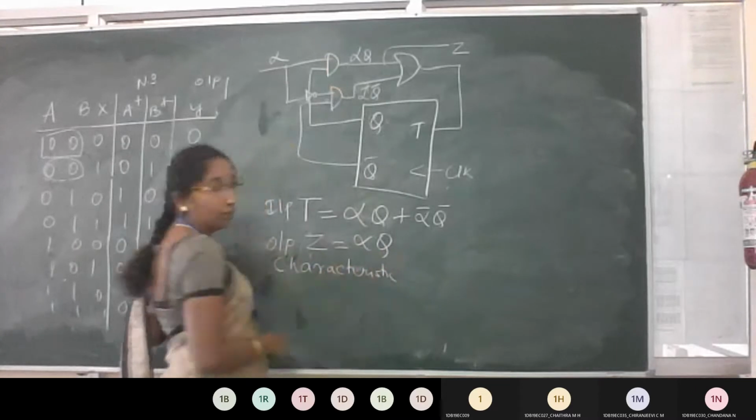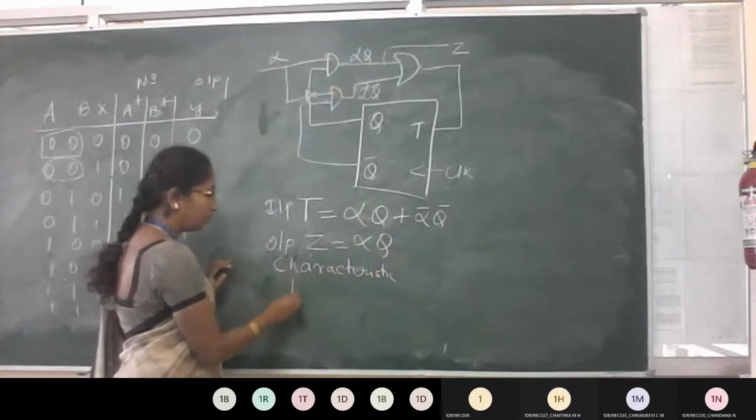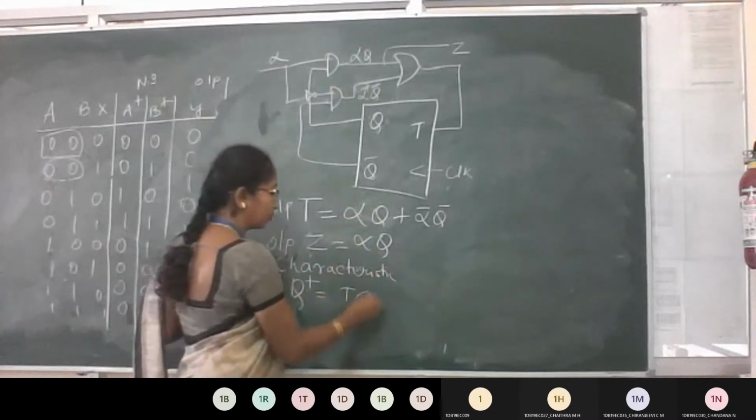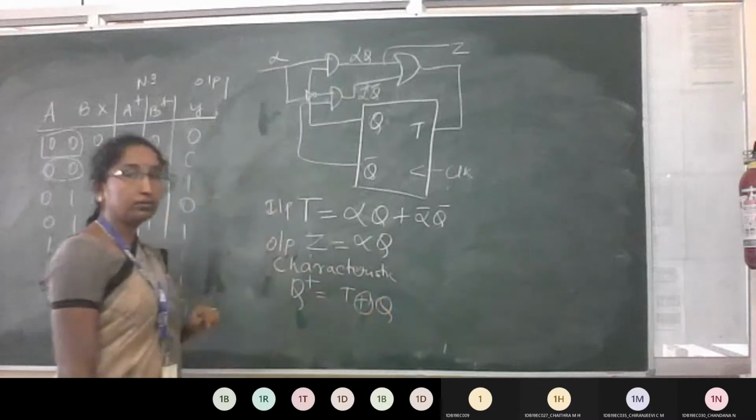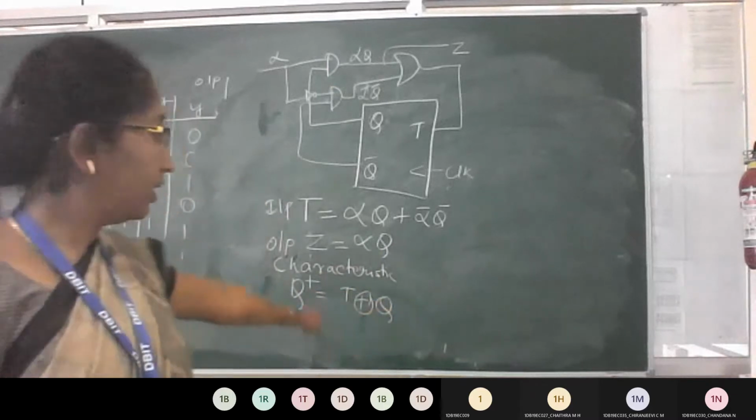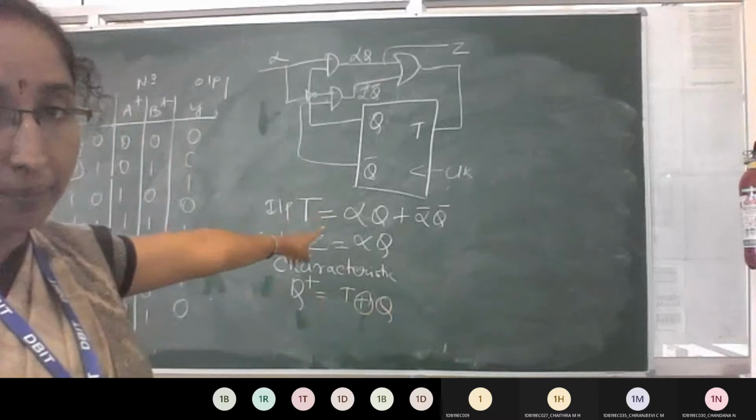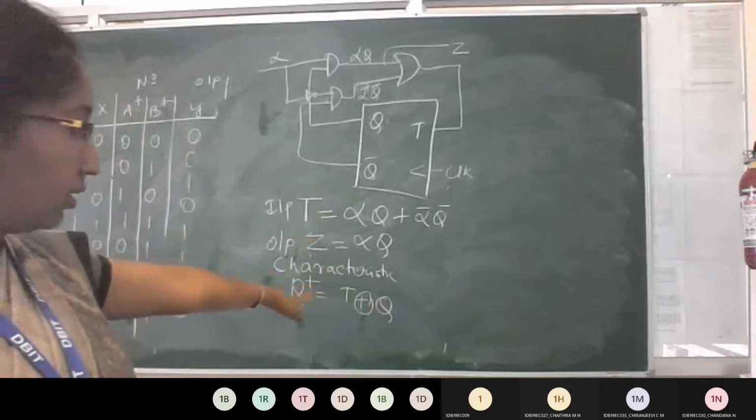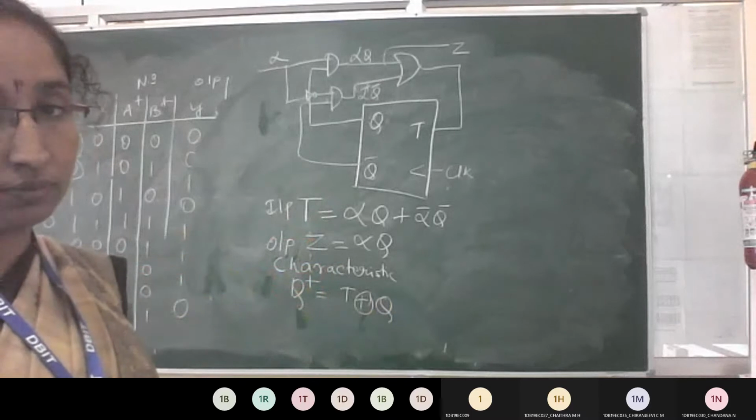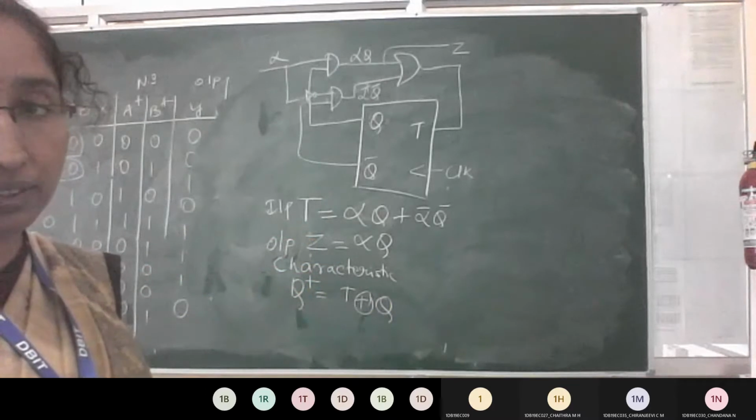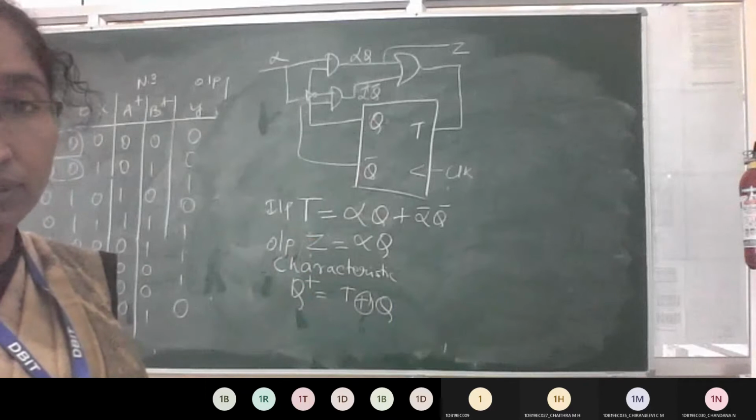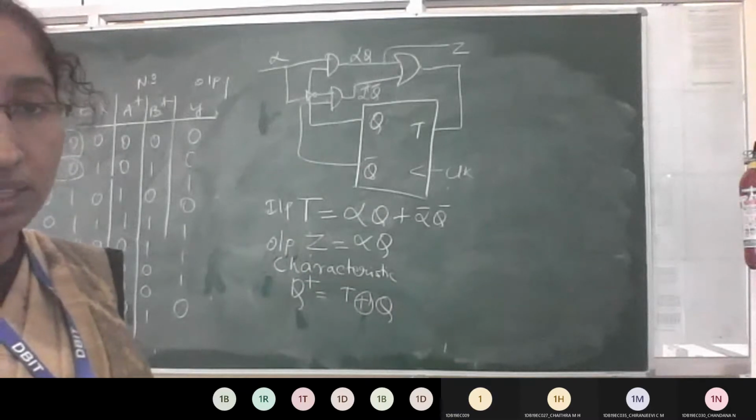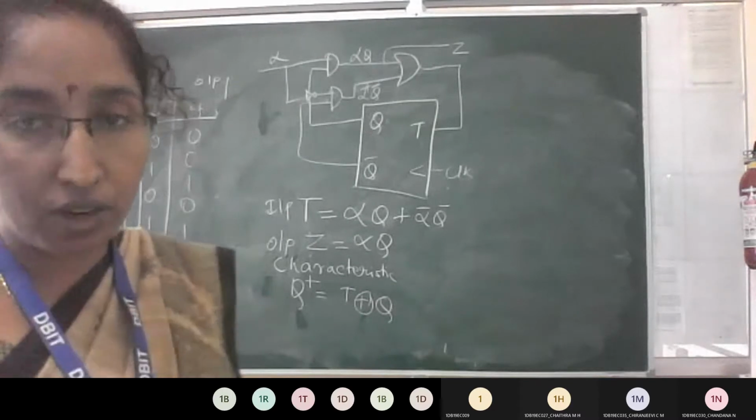Once you write input and output, next take the characteristic equation of the T flip-flop. Because it is given as a T flip-flop, the characteristic equation will be Q plus is equal to T XOR Q. Now substitute the value of T from the diagram. So T is alpha Q plus alpha bar Q bar, that XOR with Q. Are you getting it? Yes, all of you?